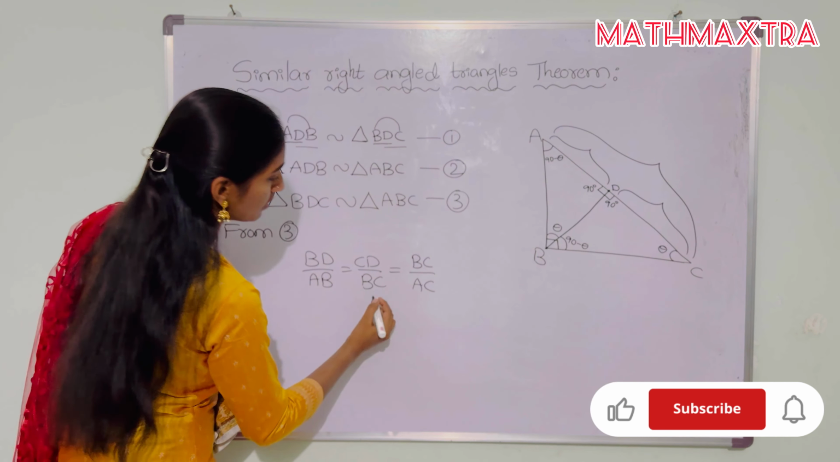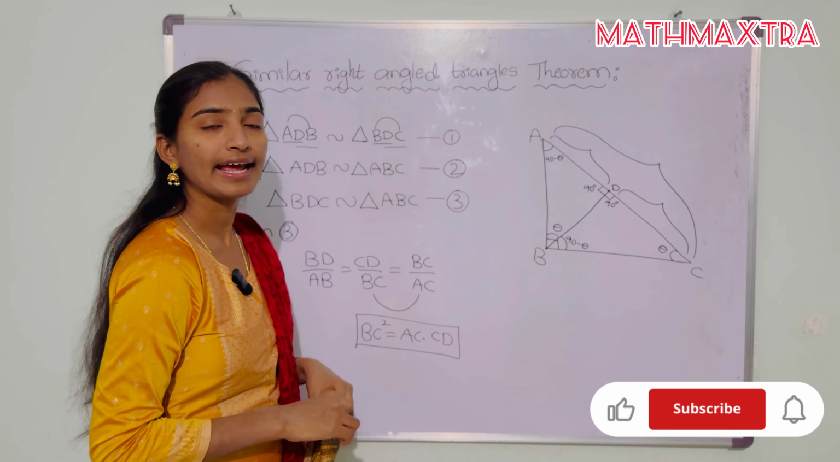Yes, if you consider these two triangles, the part we are considering is the part of the hypotenuse from this triangle. In that way you have to remember. So these are the four relationships you have to remember. This is about the right angle triangles theorem.